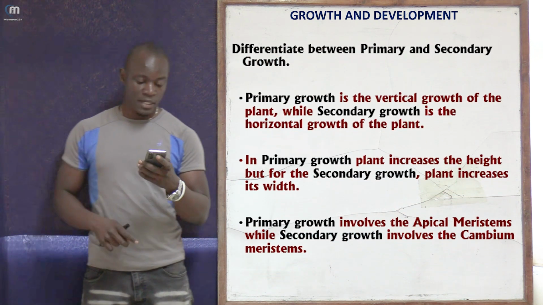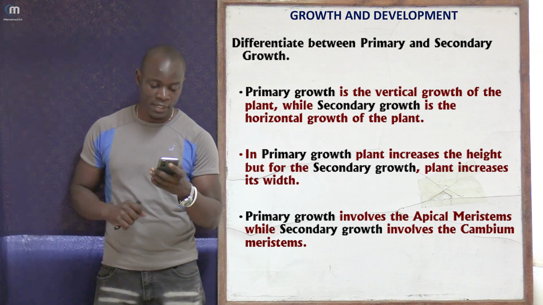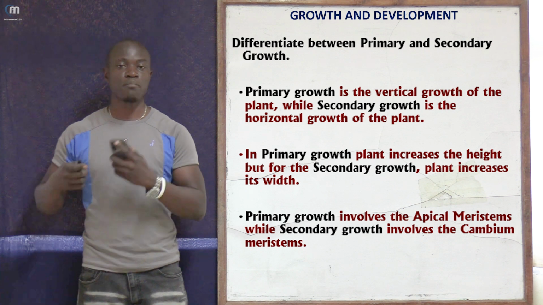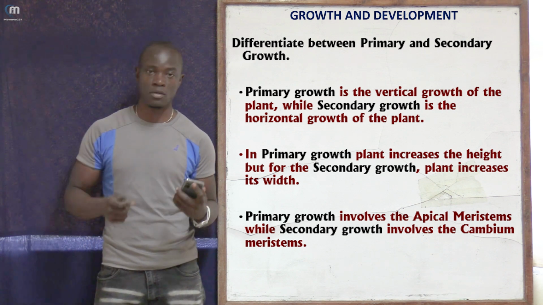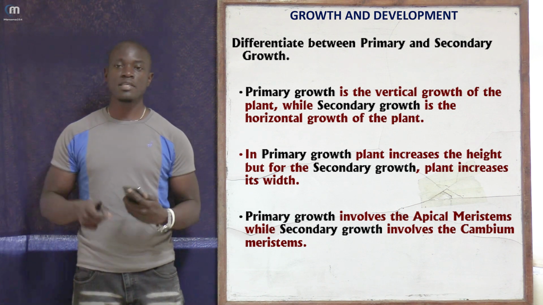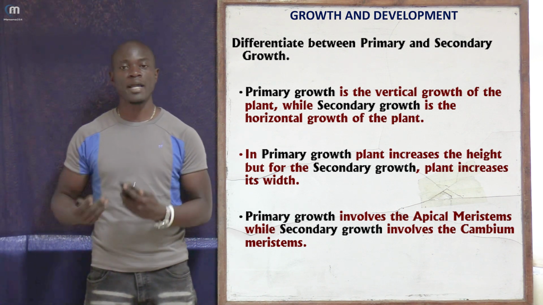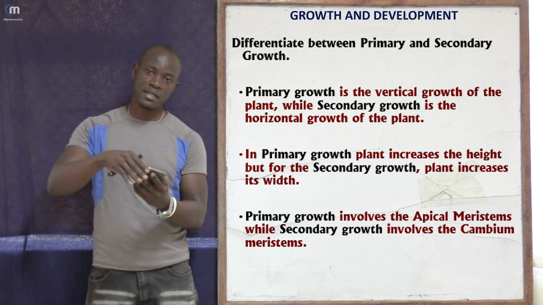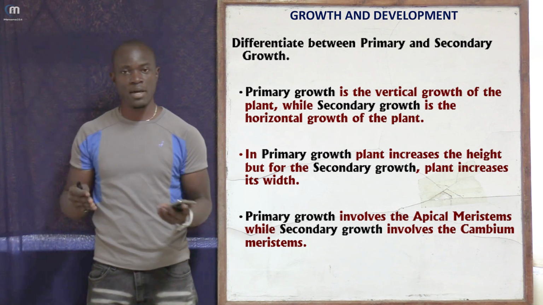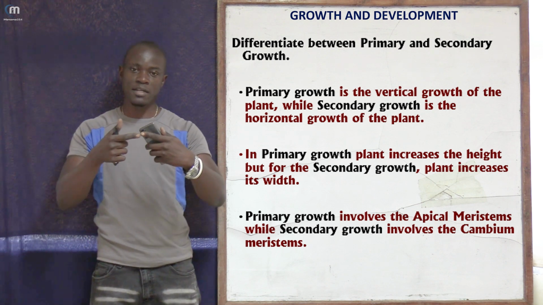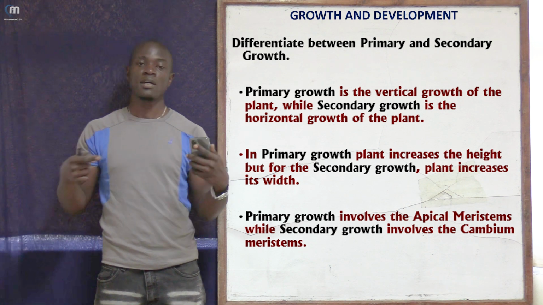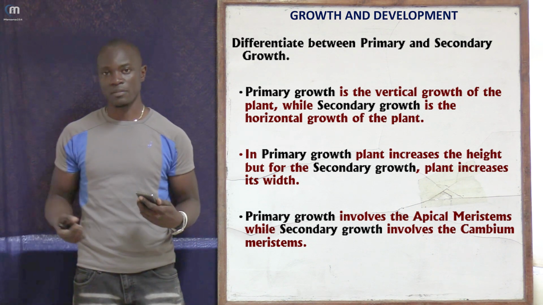So next question, we are being told differentiate between primary and secondary growth. So differentiate between primary growth and secondary growth. So what is primary growth? Simply, primary growth leads to the elongation of the plant height. So if the plant increases height vertically, that is primary growth. But if the plant increases its width, this is now secondary growth.